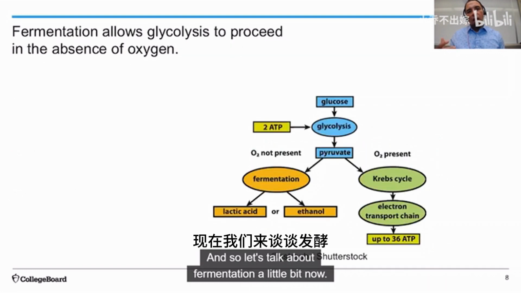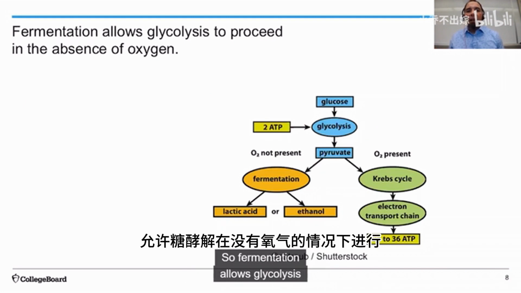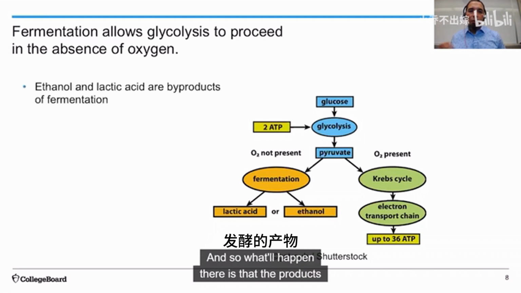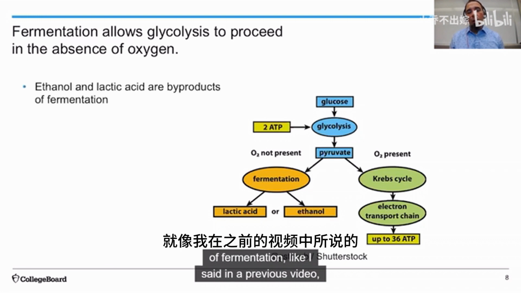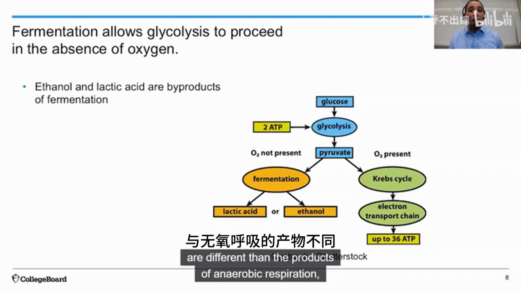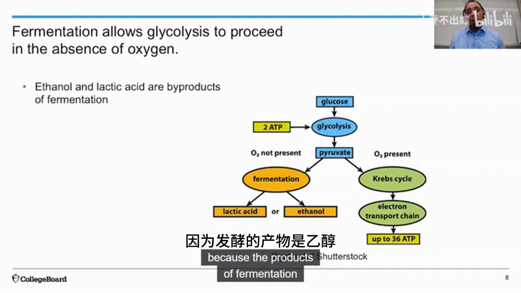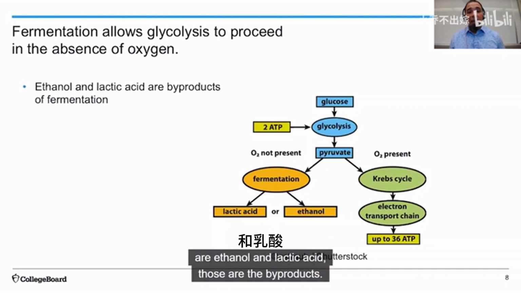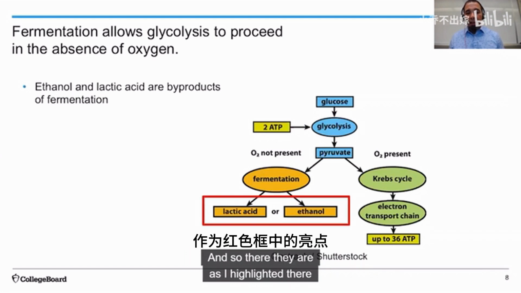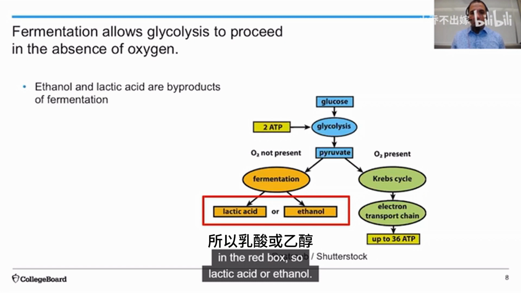And so let's talk about fermentation a little bit now. Fermentation allows glycolysis to proceed in the absence of oxygen. And so what will happen there is that the products of fermentation, like I said in a previous video, are different than the products of anaerobic respiration, because the products of fermentation are ethanol and lactic acid. Those are the byproducts. And so there they are, as I highlighted there in the red box. So lactic acid or ethanol.